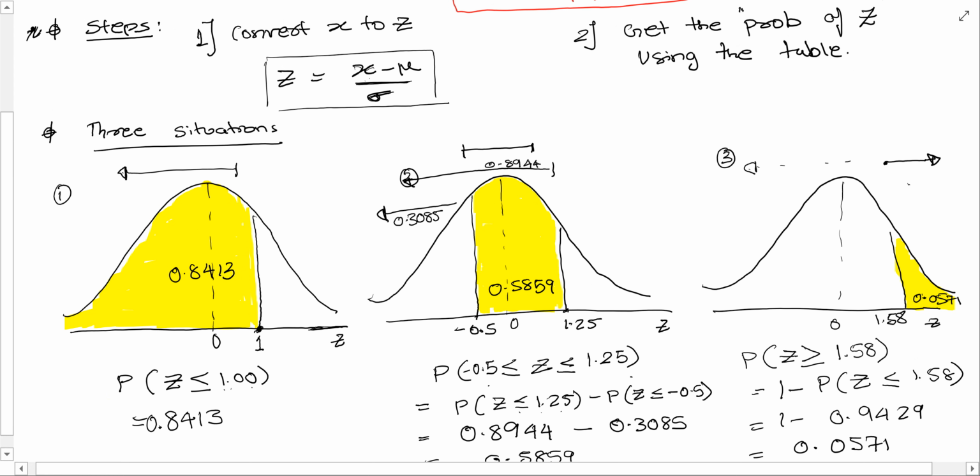the probability for any given random variable x by converting into z and then getting the probability using the table. You can have any of these situations, and that way you exhaust all the possible cases.